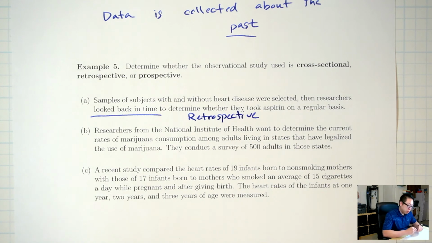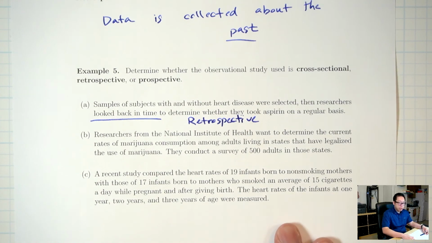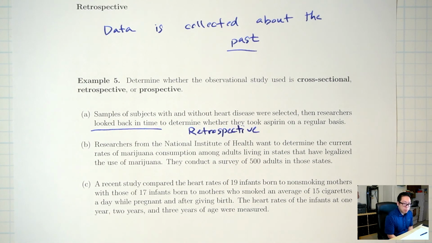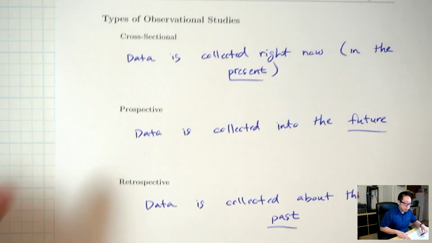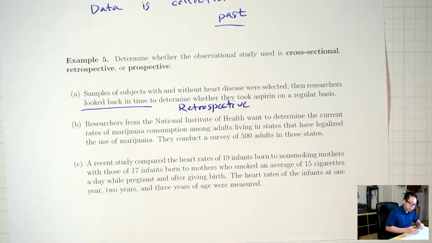Part B, researchers from the National Institute of Health want to determine the current rates of marijuana consumption among adults living in states that have legalized the use of marijuana. They conducted a survey of 500 adults in those states. Okay, so you have people, you're not really asking about their past, right? You're asking them, do you use marijuana right now? You're not following them into their future. So this would be all right now in the present, cross-sectional.